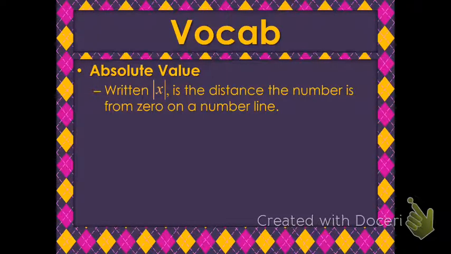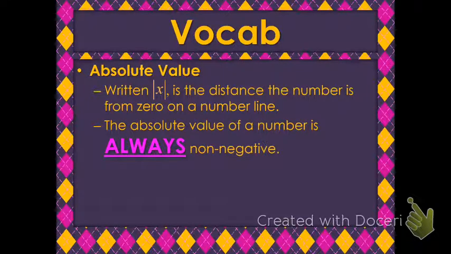In this next lesson, we're going to be looking at absolute value equations and inequalities. But first, we're going to start with a review of what absolute value is. Remember that the definition of absolute value is that it's a measure of distance: how many units away from zero is some value on a number line. Remember that when you measure distance, you always get a non-negative answer.